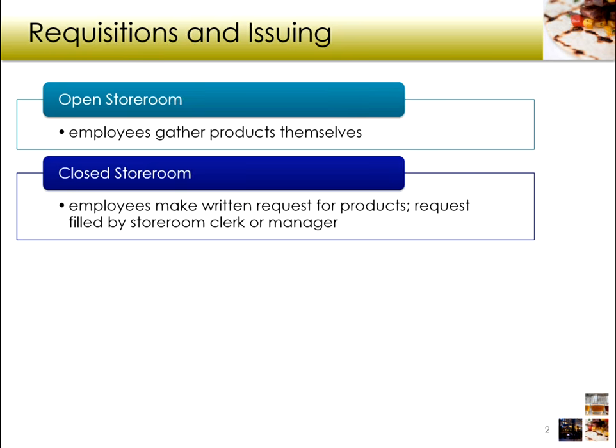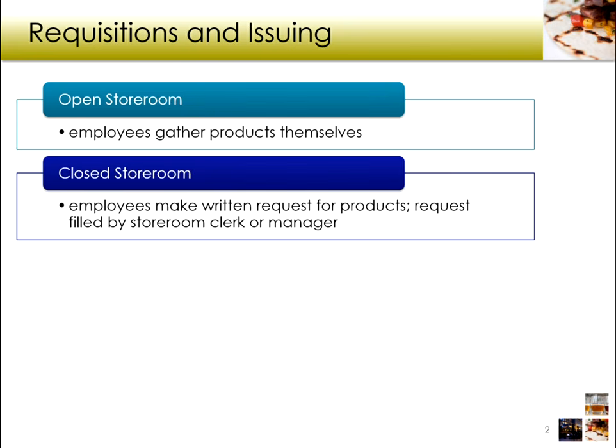The other type of storeroom is a closed storeroom. In a closed storeroom, employees make a written request for products, and the request is filled by a storeroom clerk or a manager. Now, a closed storeroom ties in with the old perpetual inventory system that I talked about in a previous video. So this is where we have someone that basically guards that storeroom and doesn't let anybody take anything out of it without the proper paperwork, in order to control your inventory. It's a great system, but it costs you some money by having a storeroom clerk there. But, you know, if you're using a perpetual inventory system, you know exactly how much product is there, right?